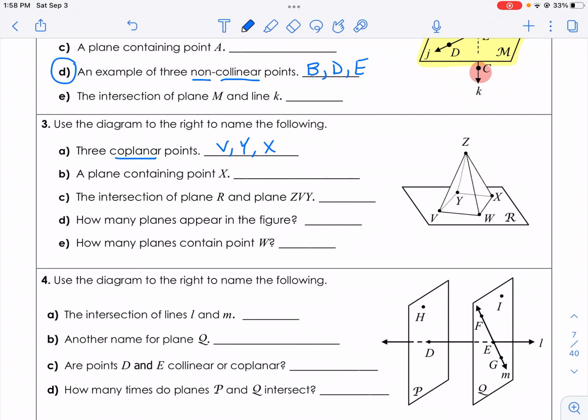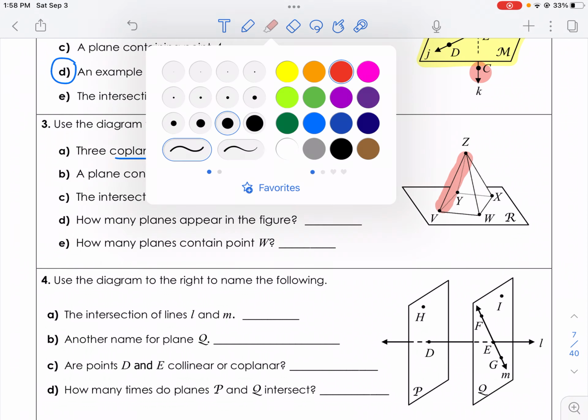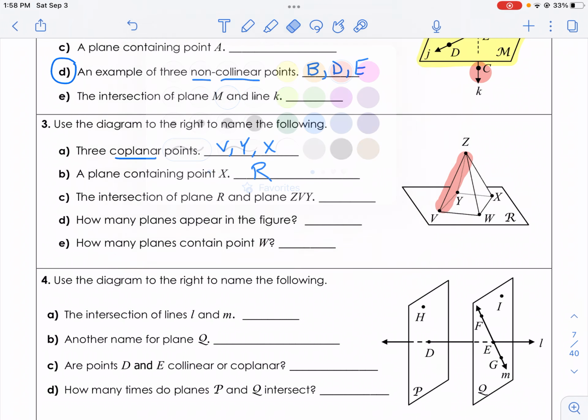Which plane contains point X? Plane R. The intersection of plane R and plane ZVY. ZVY is that one there. And let me make this a little bit thinner maybe so I can do this better. So ZVY is this plane. It kind of is at an angle, kind of standing up.